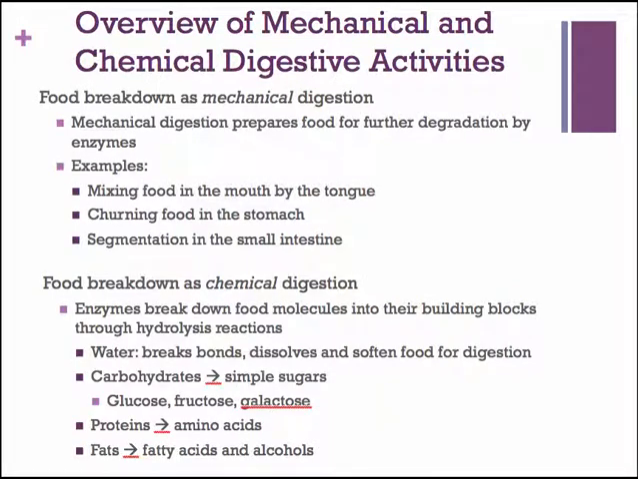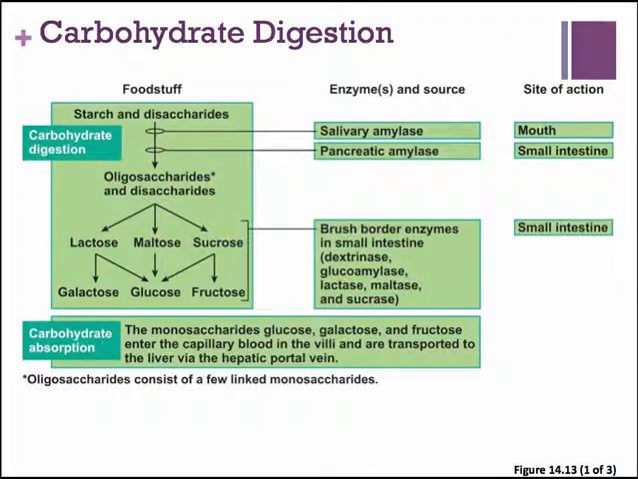Let's finish off this chapter. So we just ended with looking at the overview of mechanical and chemical digestive activities. And so for the next few slides, here's an overview also of the different types of enzymes for carbohydrate, protein, and fat digestion, as well as where they occur.